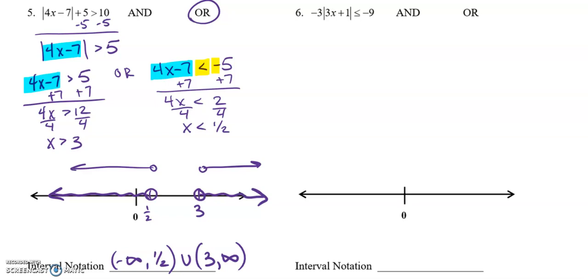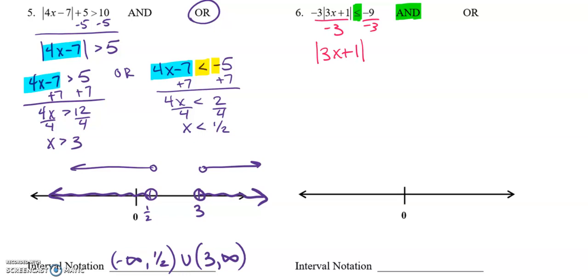So number 6, the absolute value is not by itself either. So we need to get the absolute value by itself. This is why you wait until you have the absolute value before you make a decision about and or. Right now we're saying, hey, this is a less than, so it must be an and, right? But what happened? We're going to divide both sides by negative 3. We get the absolute value of 3x plus 1.